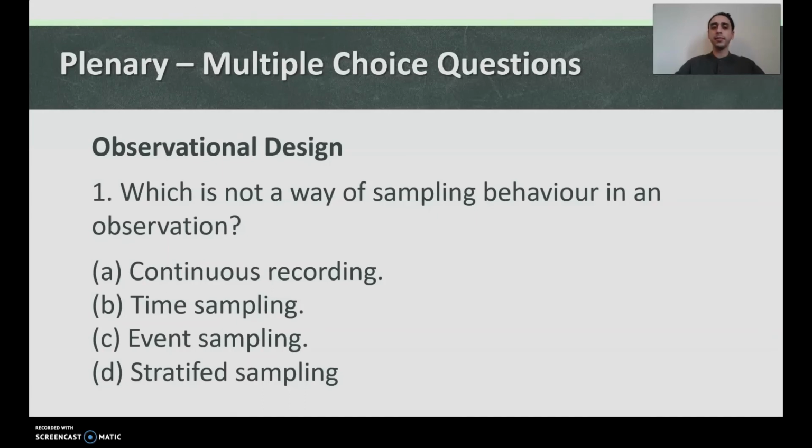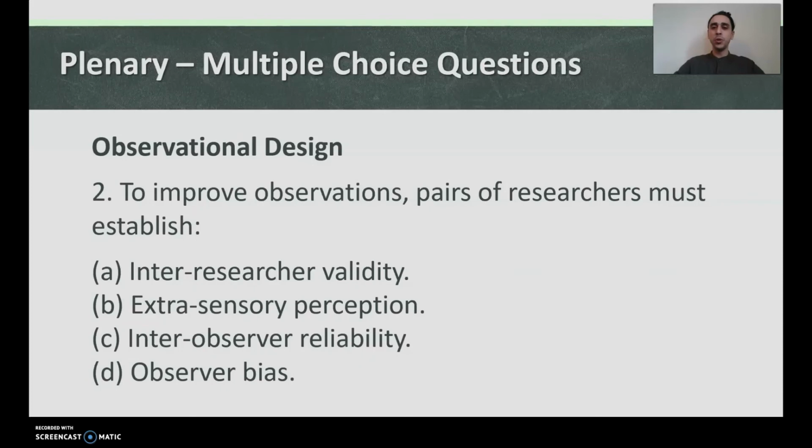What do you think? Did you say D? You're right, well done. It is stratified sampling. That's a sampling technique to get participants, not a sampling technique for observation. Number 2, yes. To improve observations, pairs of researchers must establish what? A, inter-researcher validity, B, extrasensory perception, C, inter-observer reliability, or D, observer bias? What must be established? Did you say C? You did. You're lying. But you're right. It is C, inter-observer reliability.